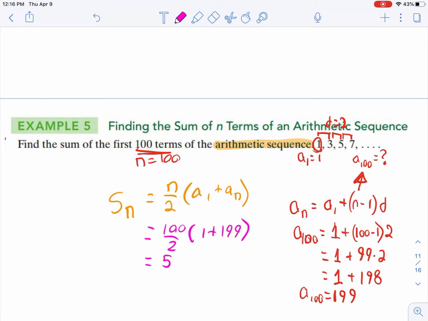When we do this, this is S of 100, and this is going to give us 50 times 200. 50 times 200, in this case, 5 times 200 is 1,000, so it's going to give us 10,000. And that's about it.